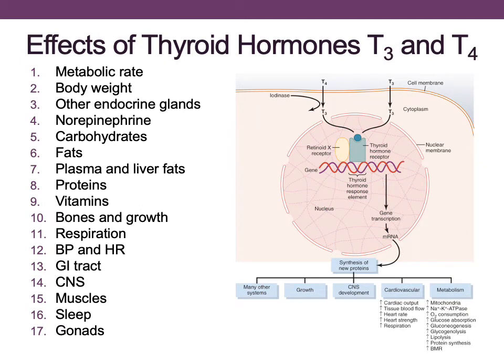The effects of thyroid hormones T3 and T4, and mainly it's the effect of T3 since it is the bioactive form. It affects metabolic rate, body weight, other endocrine glands. It affects norepinephrine, carbohydrates, fats, plasma and liver fats, proteins, vitamins, bones and growth, respiration, blood pressure, heart rate, GI tract, the central nervous system, muscles, sleep, and gonads, just to name a few.